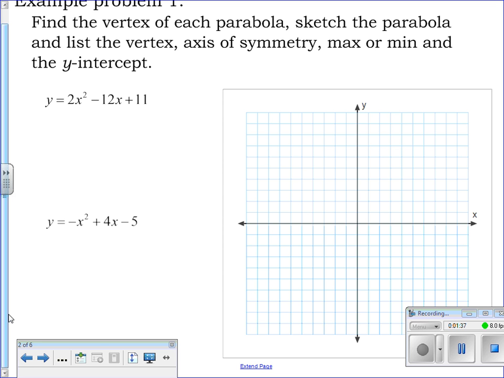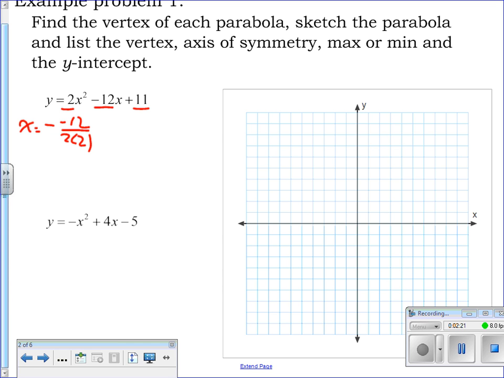So find the vertex of each parabola, sketch the parabola, list the vertex, axis of symmetry, max or min, and the y-intercept. Awful lot going on for one problem. But once you find the vertex, it's not hard. There's a lot of work involved, but it's not difficult work, and we did a lot of it just a little bit ago. So the first thing you need to do is find the x-coordinate of your vertex. That's minus b over 2a. This is a, this is b, this is c. So the x-coordinate is minus b over 2a.